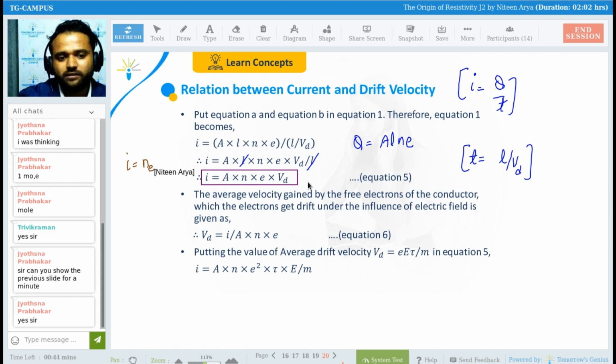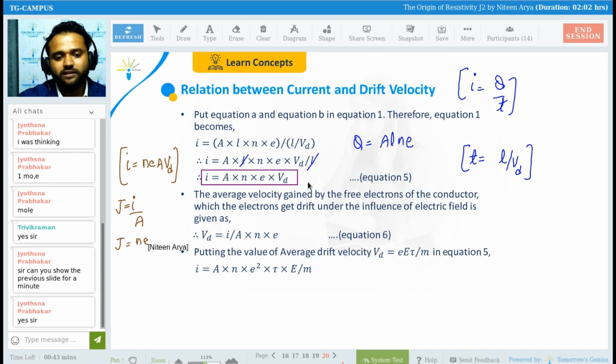This is I equals to n e A Vd, right? Vd is the drift velocity. Now, more importantly, we know that current density is I by A. So divide both sides in the above equation by area. So the current density is nothing but nevd. Okay, so this is how we can get this.